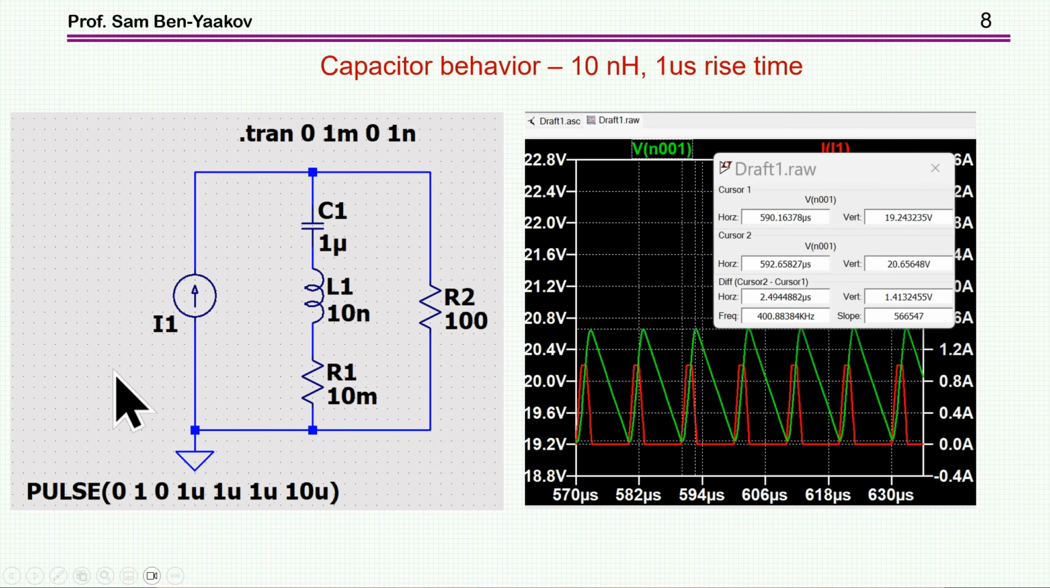So let's see how a capacitor behaves when you expose it to pulses. I have here a case in which I'm injecting a pulse of 1 amp with rise and fall times of 1 microsecond. Duration is 1 microsecond and the period is 10 microseconds. Here the red are the pulses, and as a result we see the ripple that will be generated on this capacitor. This is the ripple, and in this case the amplitude is about 1.5 volt.